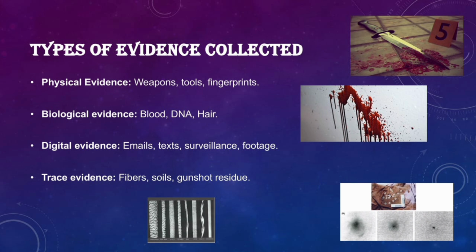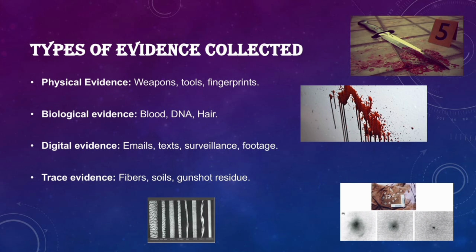Second one is biological evidence. It is the process of identifying, gathering, and preserving biological materials from a crime scene for forensic analysis. This includes blood, saliva, semen, hair, etc., that may contain DNA or other identifying markers.